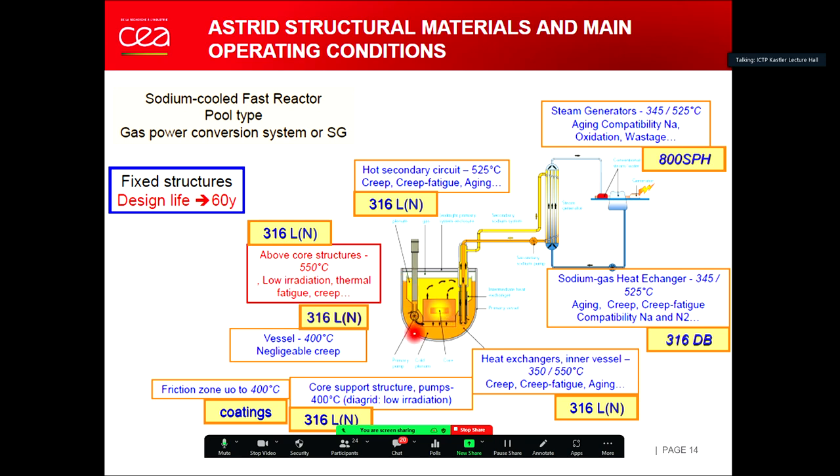An important point you have to notice: in the upper part we have the temperature of the hot plenum, which means 550. In fact, in these reactors, we have a system where a part of the cold sodium circulates near the main vessel and comes back to the cold plenum, just in order to protect the vessel and maintain it below 400 degrees Celsius. So we are in good conditions to limit creep fatigue on this reactor.